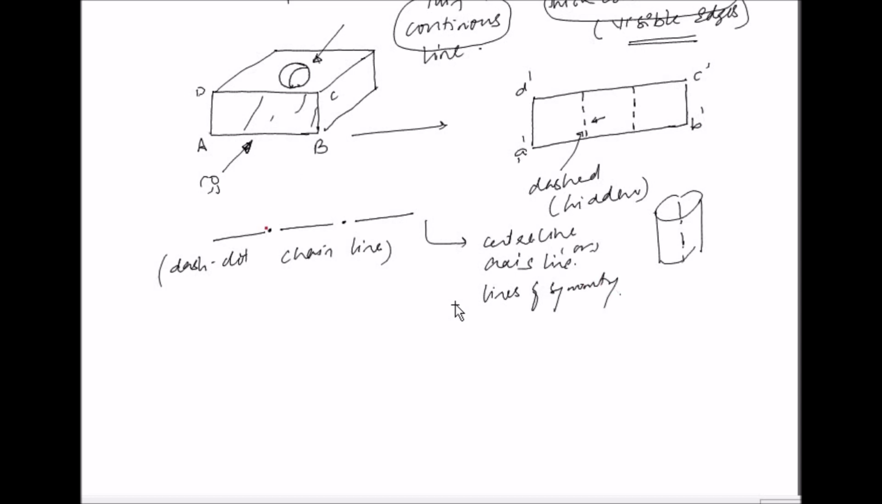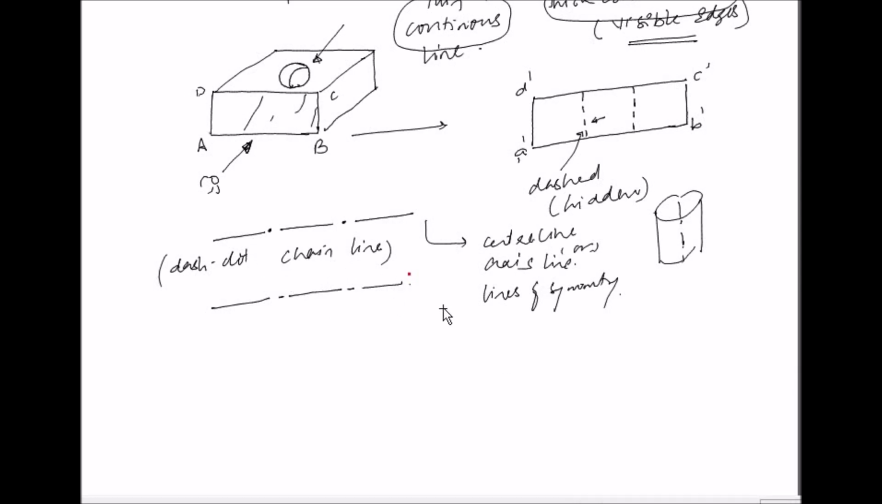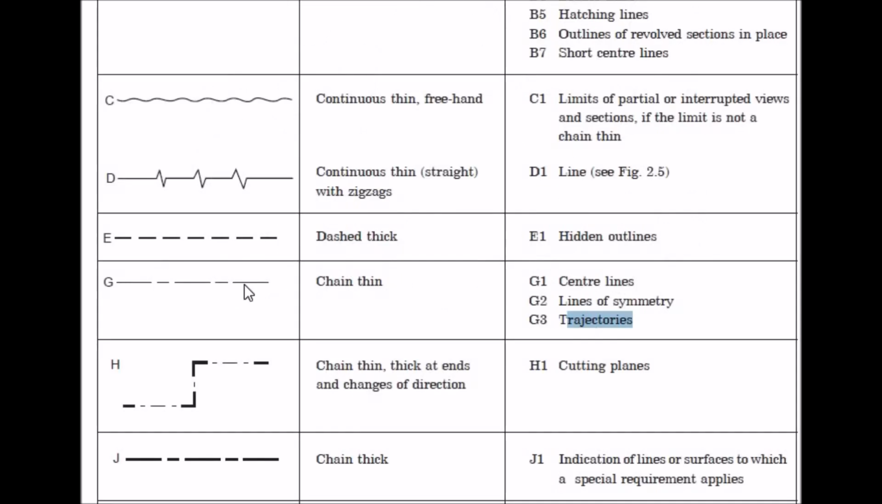Okay, lines of symmetry. We can use any of the lines. We can use dash, dot, or we can use a long dash, a small dash, and a long dash, and so on. Both of these are correct. Some of the textbooks follow the first one and some follow the latter. Both are standards, so either you use this or that, both are correct. These are some of the lines which we come across in the first year of engineering drawing.